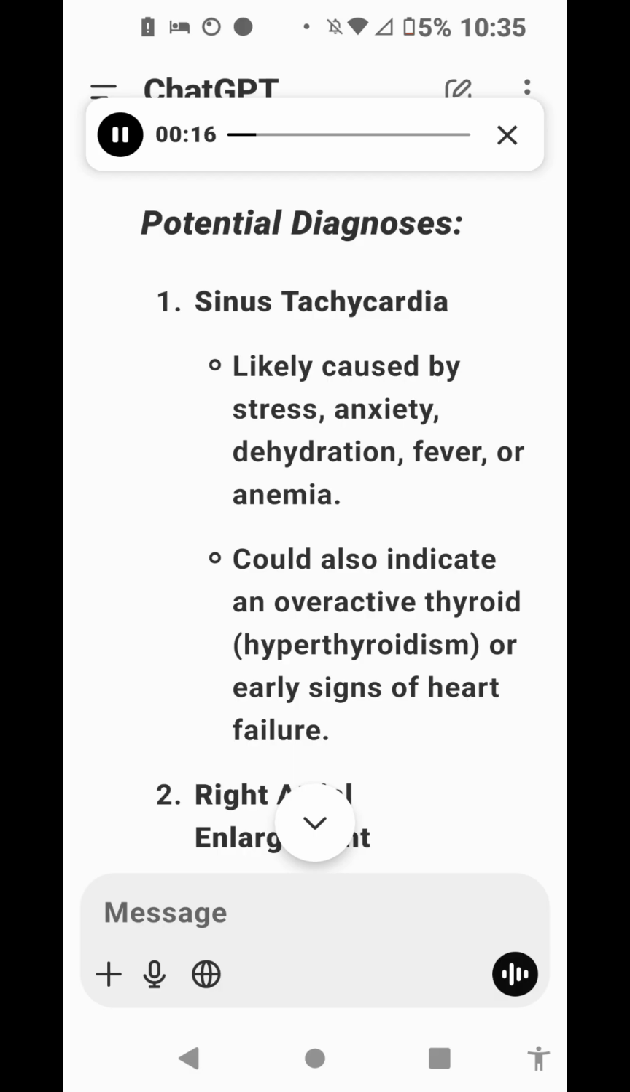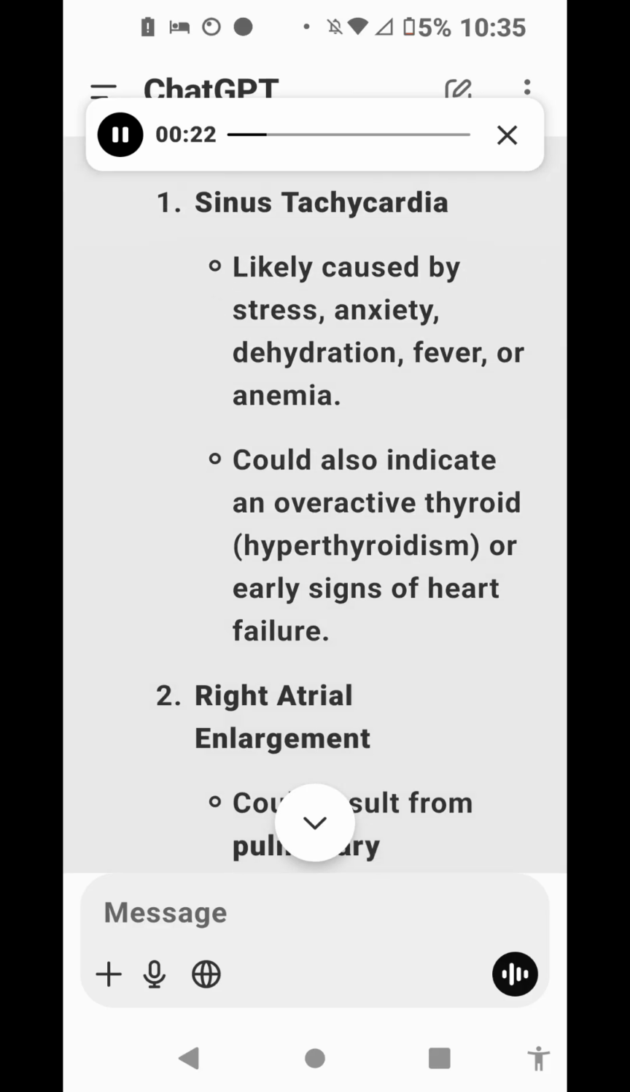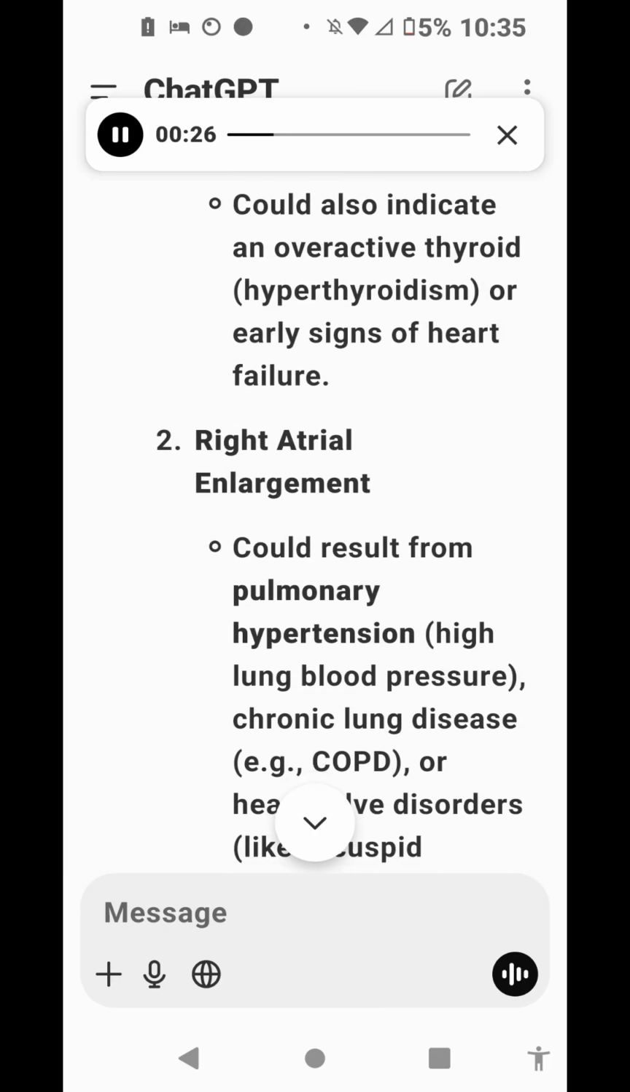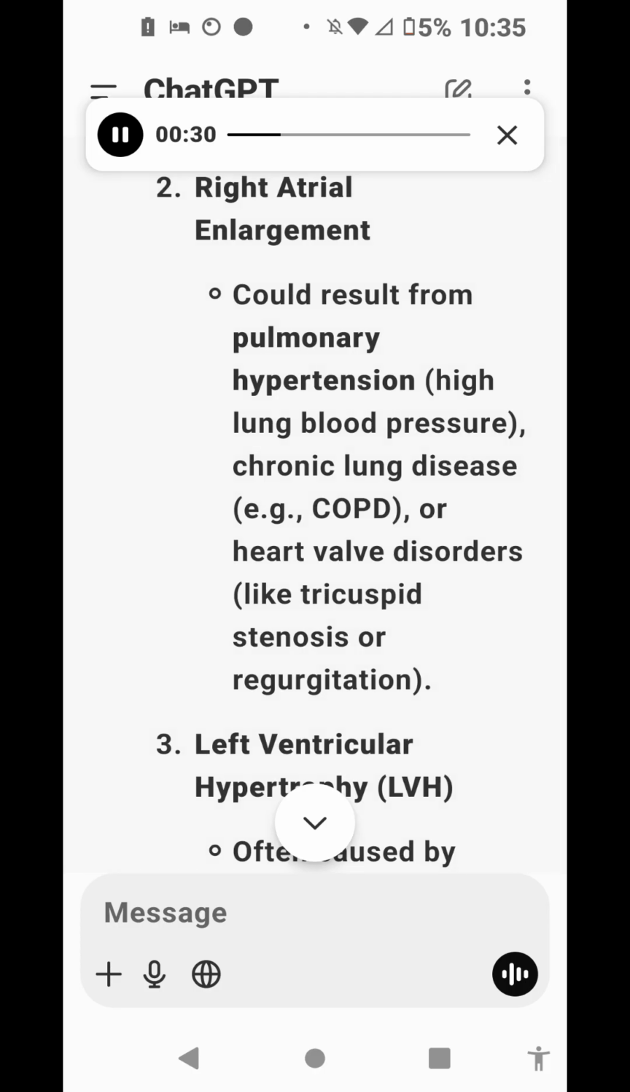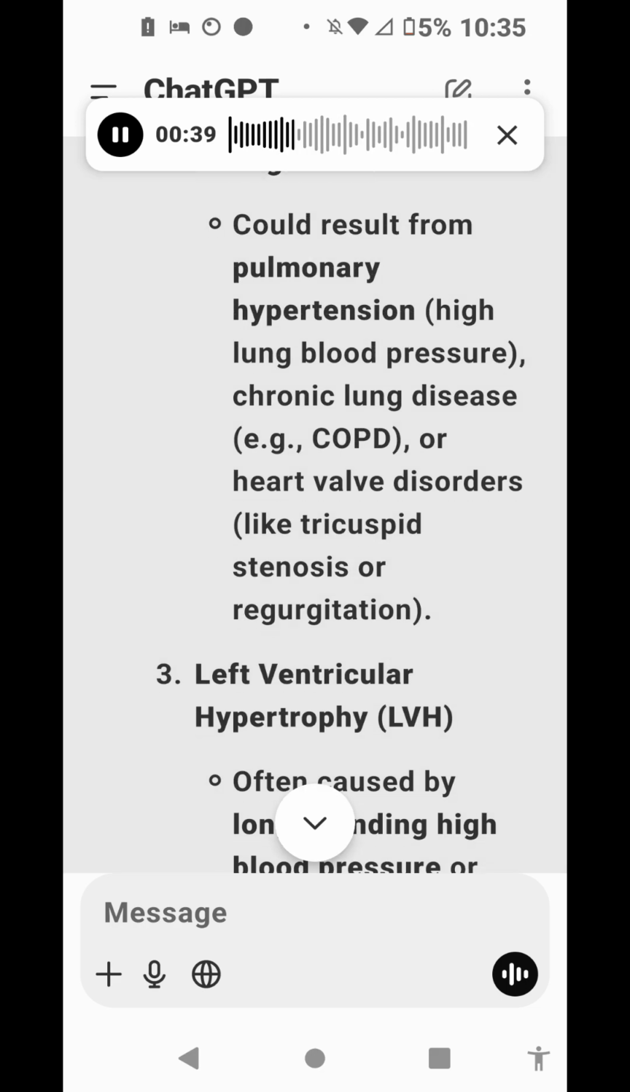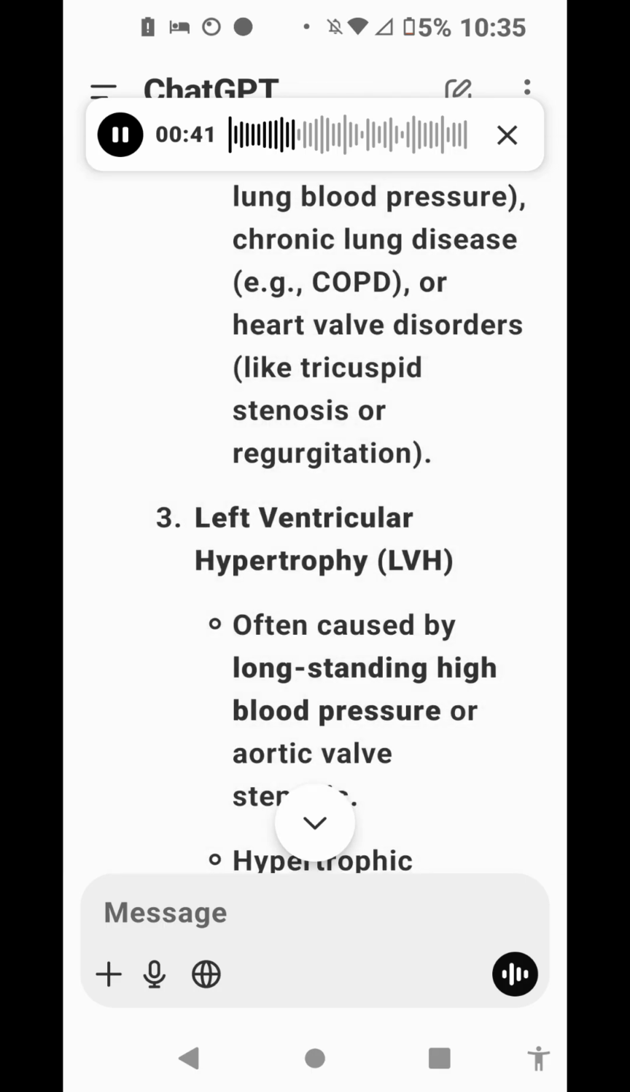Potential diagnoses. 1. Sinus tachycardia, likely caused by stress, anxiety, dehydration, fever, or anemia. Could also indicate an overactive thyroid, hyperthyroidism, or early signs of heart failure. 2. Right atrial enlargement could result from pulmonary hypertension, high lung blood pressure, chronic lung disease, e.g. COPD, or heart valve disorders like tricuspid stenosis or regurgitation.